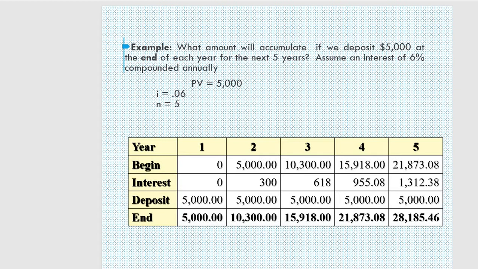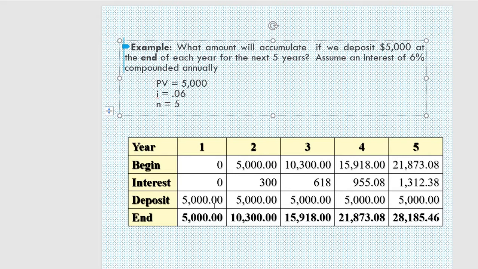What amount will accumulate if we deposit 5,000 at the end of each year for the next 5 years? How much will we have at the end of 5 years? So we deposit at the end of the first year, if it's an ordinary annuity, 5,000. At the beginning of the year, we deposit 0. At the end of year 1, we deposit 5,000. Year 2, we deposit 5,000. Year 3, we deposit 5,000. Do you see that we've got a stream of 5,000s that we have there?